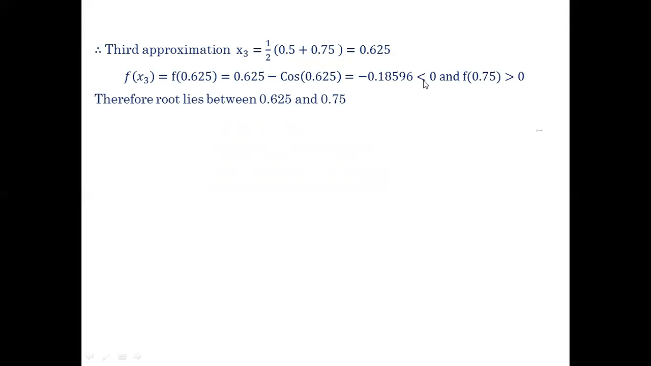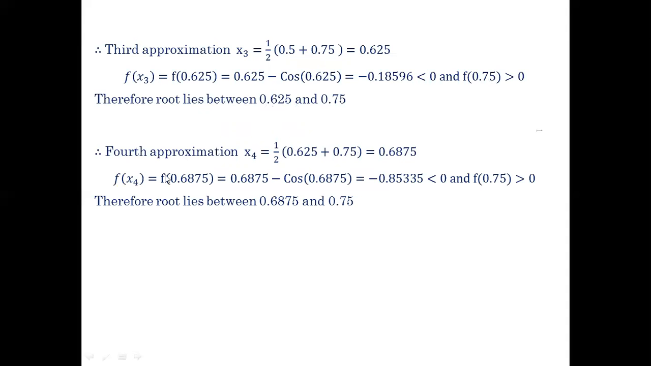The positive value in the previous step, f(0.75) is greater than 0. Therefore, the root lies between 0.625 and 0.75. Next, we can find the fourth approximation. x4 is equal to 1/2 into (a plus b), that is 0.625 plus 0.75, which is equal to 0.6875. Then find f(x4).